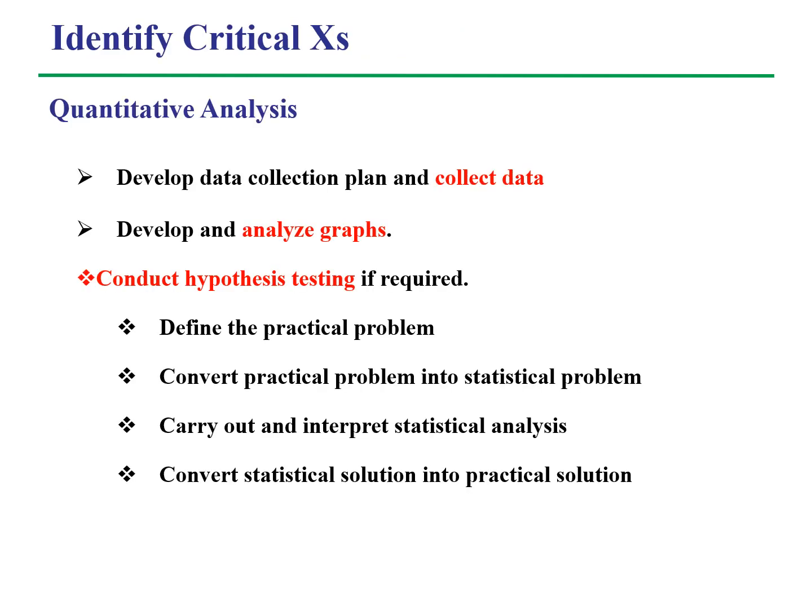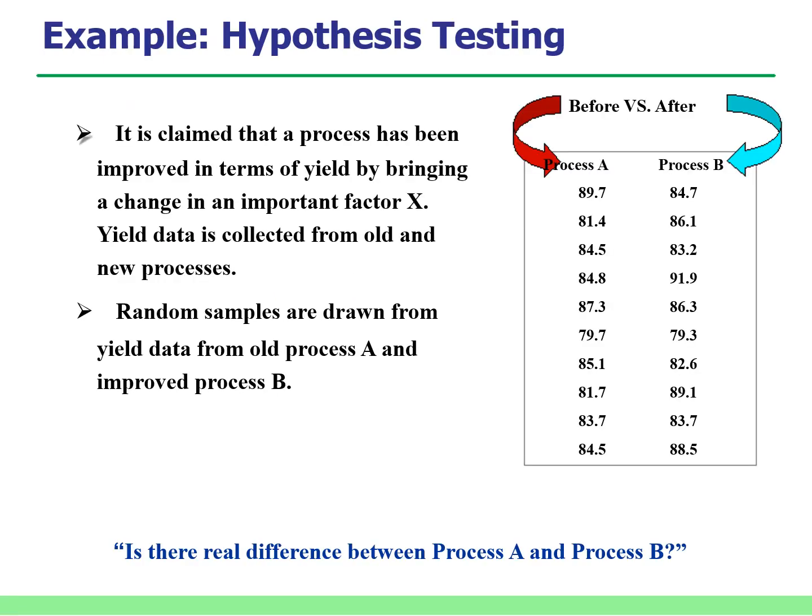To identify the critical X is called the analysis: develop a data collection plan and collect data, develop and analyze graphs, and conduct hypothesis testing, that is, define the practical problem, convert the problem into a statistical problem, carry out and interpret a statistical analysis, and convert the statistical solution into a practical solution. It is claimed that the process has been improved in terms of yield by bringing a change in the important factor X. That is what is called hypothesis testing, to see if there is a real difference between processes.